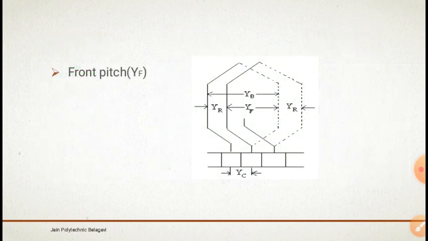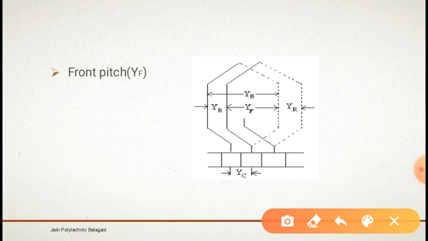Coming to the next one, the front pitch. Before going through the front pitch, we should know the meaning of pitch. Pitch is the distance between the beginning of two turns. The front pitch is the distance between the second conductor or finishing conductor of the first coil and the starting conductor of the next coil. So it is called a front pitch.